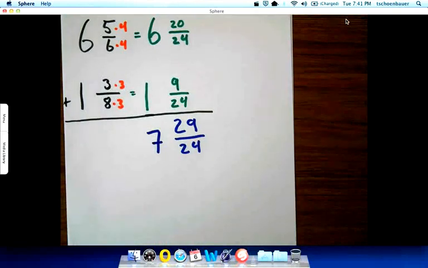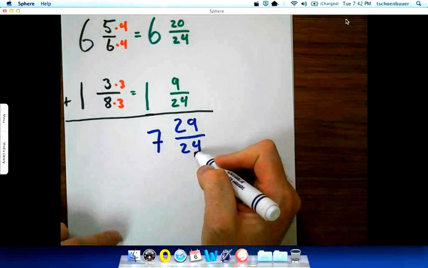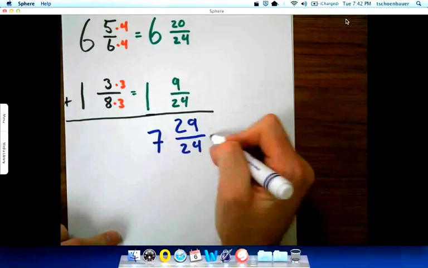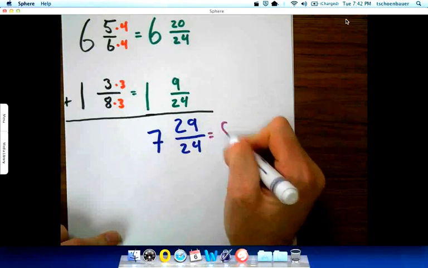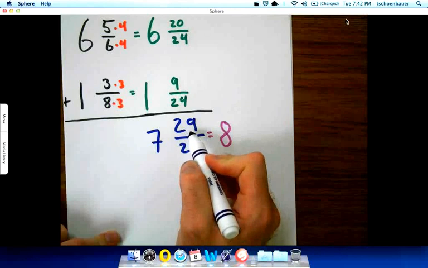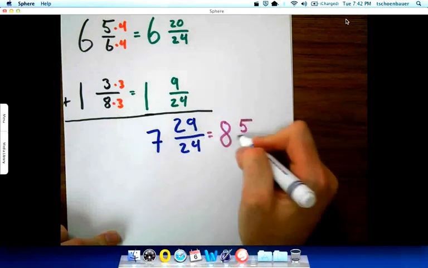Because our fraction piece is an improper fraction, we need to adjust that so that we have a mixed number without an improper fraction. So I can take one whole out of 29 24ths and add it to my whole number piece to give me 8. And if I took 24 away from the 29, I'd have 5 left over. And the denominator would stay the same.